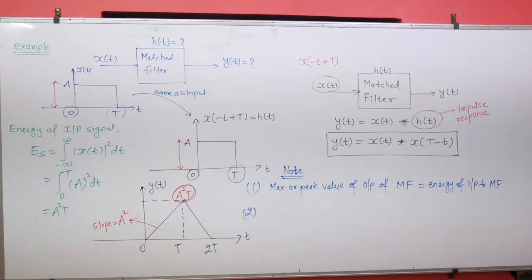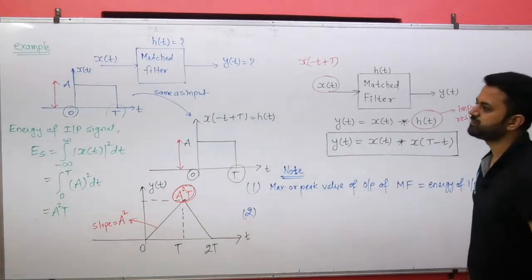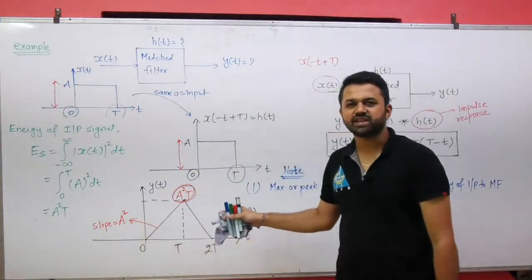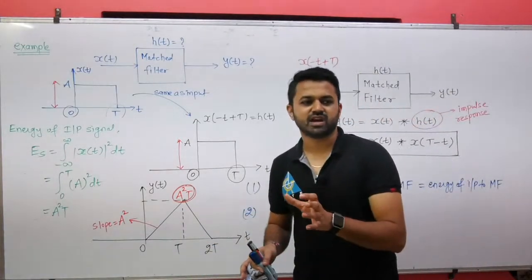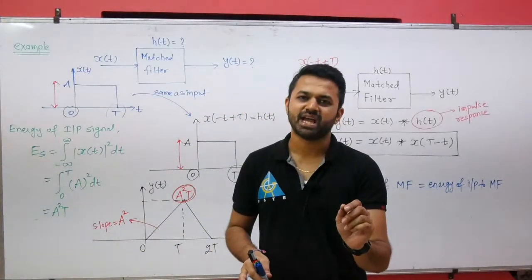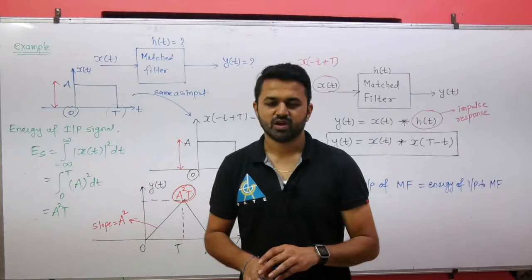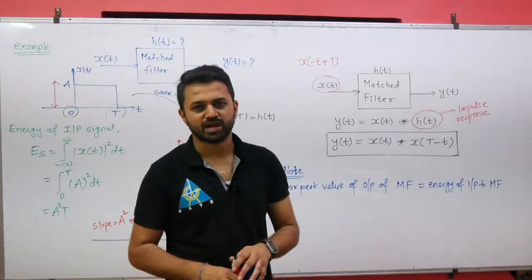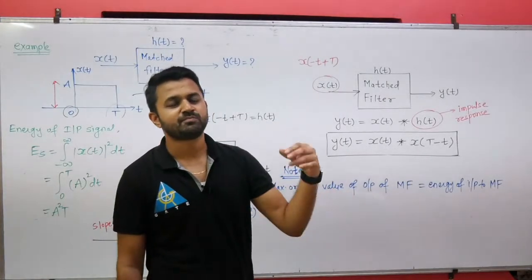Energy of input signal. Okay, so this is always true. This point is always true. For any kind of signal, this is just an example, and in the example we have taken this rectangular pulse, but this is always true that whenever you give the input to the match filter, the energy of the input to the match filter will become the peak amplitude of output of the match filter. Energy of the input signal to the match filter will become the maximum amplitude of output of match filter.